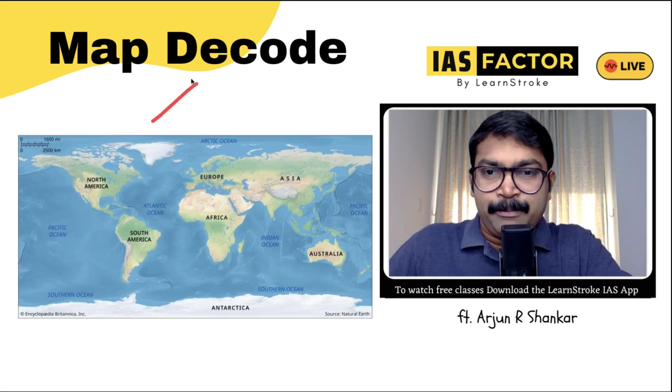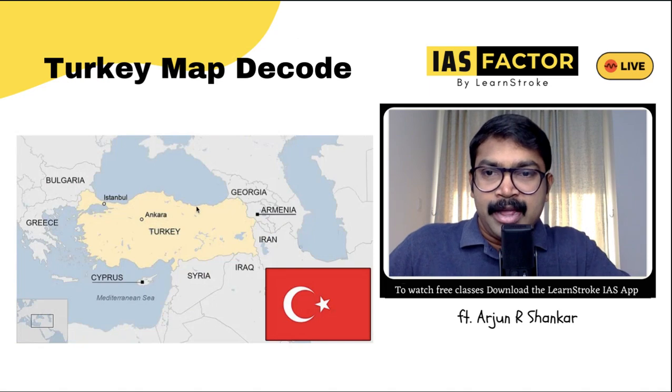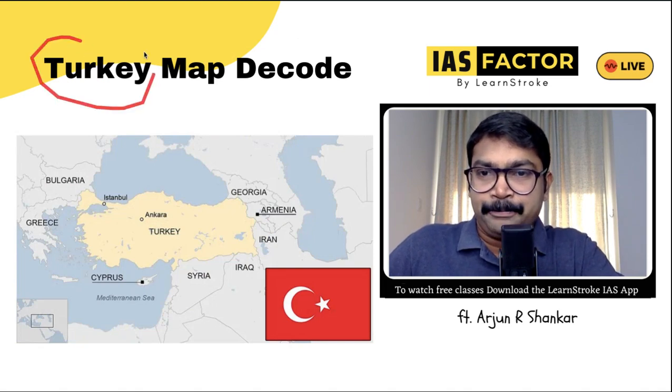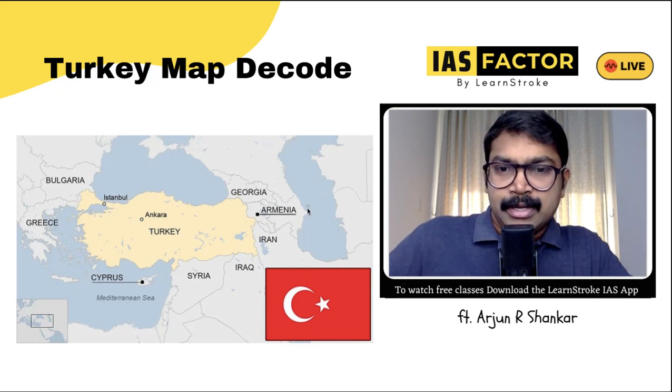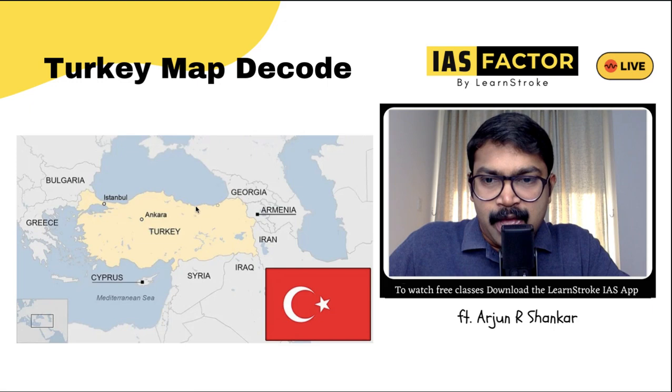Now let's discuss an important map which is in the current affairs. Let's take an important country, and today's country is Turkey. Look at the borders. Which countries is Turkey sharing borders with? You can take a look at this, how vastly Turkey is spread. You can see Istanbul is here, Ankara, which are all important cities of Turkey.